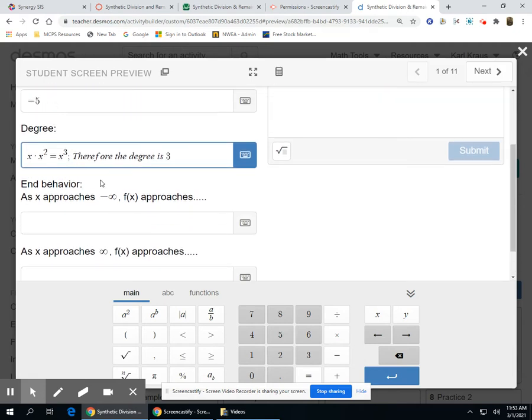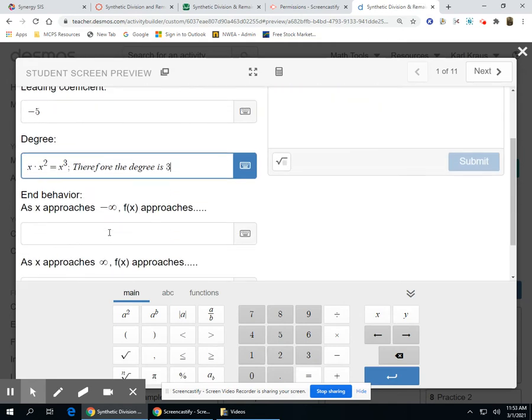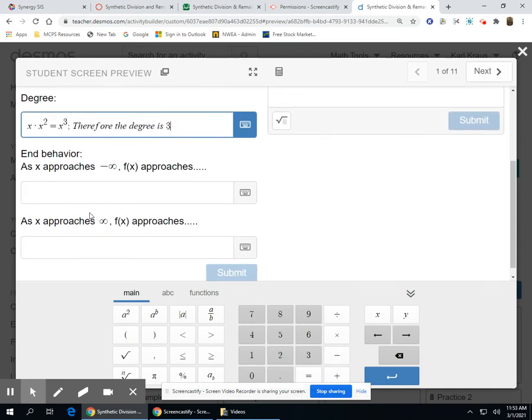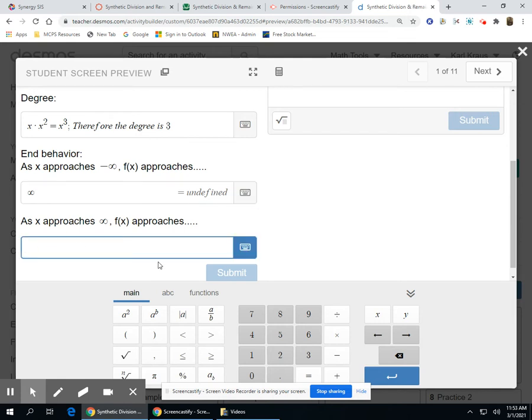And then the end behavior as x approaches infinity. So we look at the leading coefficient is negative, and the degree is odd. So the left end goes up. So on the left goes to infinity, and on the right goes to negative infinity.